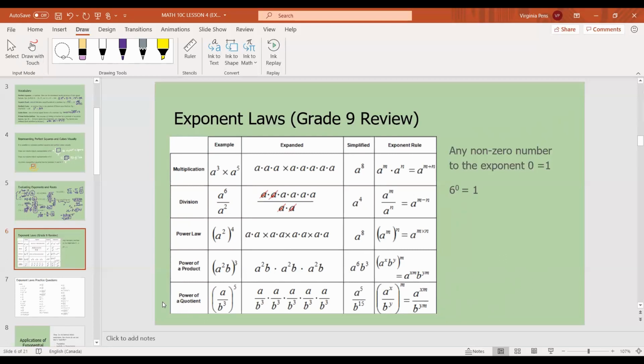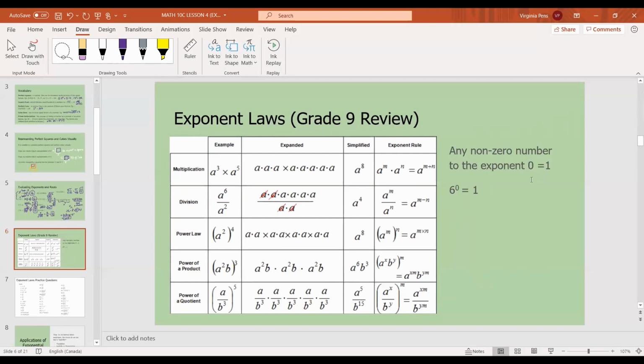Now we have power of a quotient, kind of the same idea as the top one. Just this group multiplied by itself 5 times, which when you count up all of the variables will give you a to the 5 or b to the 15, which means this is the power of a quotient rule.